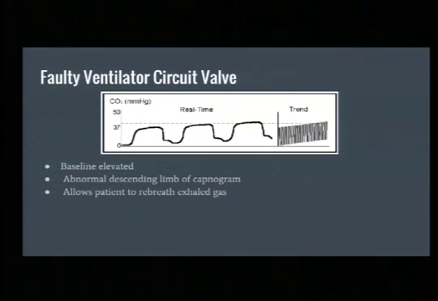A faulty ventilator circuit valve can be seen, again not getting completely back to baseline and gradually stacking. So you have an abnormal descending limb on your capnogram, and they are inhaling their exhaled gases, so not fully exhaling and then resting.